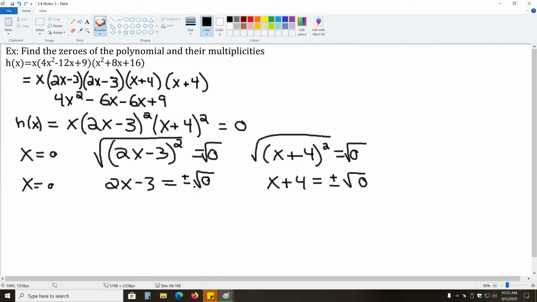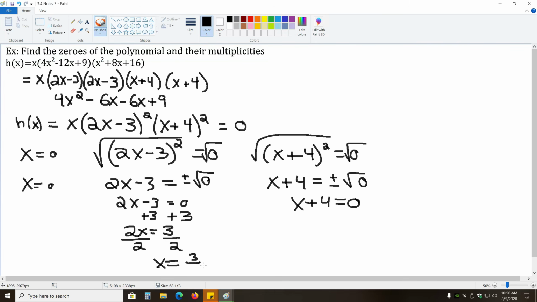We already know what the square root of 0 is. It's just 0. And plus or minus 0 is still 0. So we get 2x minus 3 equals 0 and x plus 4 equals 0. And now we can solve for each of these. We'll add 3 to each side to get 2x equals 3, and then divide each side by 2 to get x equals 3/2. And over here we'll just subtract 4 from each side to get x equals -4.